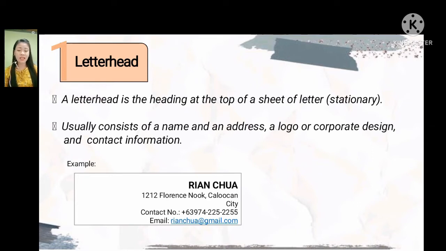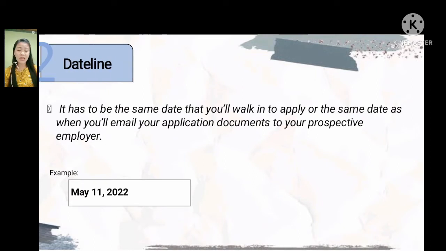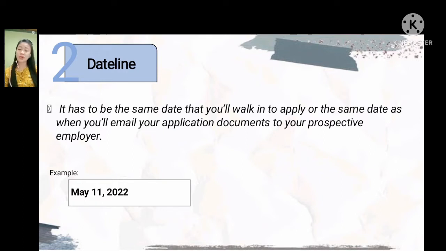Next one is the dateline. Dateline simply means the date that you'll walk in to apply. Remember that the date must be the same date that you'll walk in to apply, or the same date as when you emailed your application documents to your prospective employer. You should always use the present date when you're going to apply. Do not put a date that is beyond the date you're applying, because it is very informal.